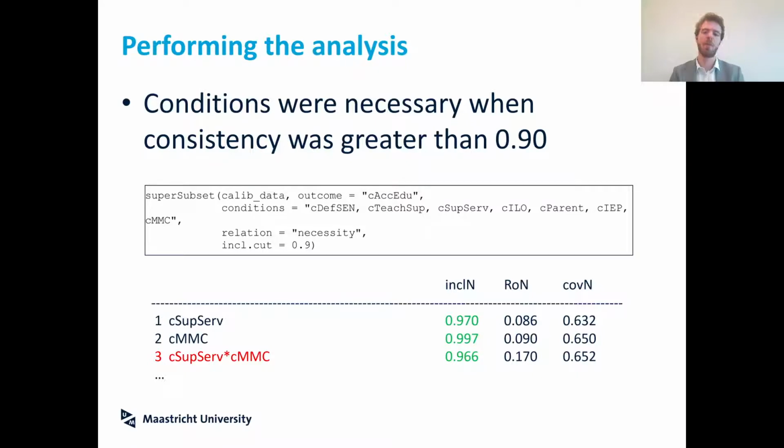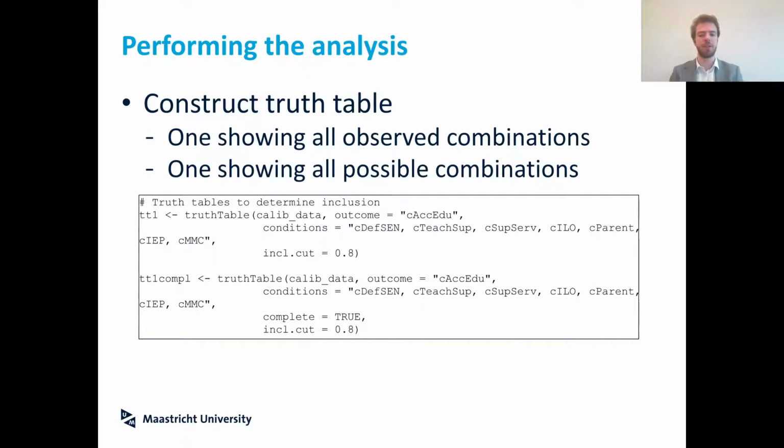Next up, we constructed a truth table. We did that using this code. In this code, we saved the truth table command to the vector tt1. The truth table command made use of the calibrated dataset, used the calibrated access to education line, string, variable, however you want to call it, as the outcome, and as conditions it used, again, all the other calibrated conditions except for the right to education.